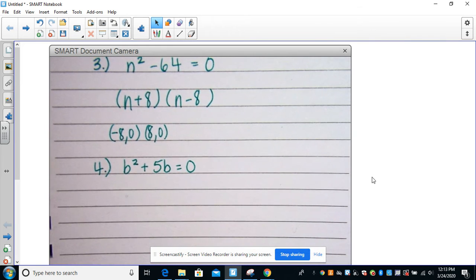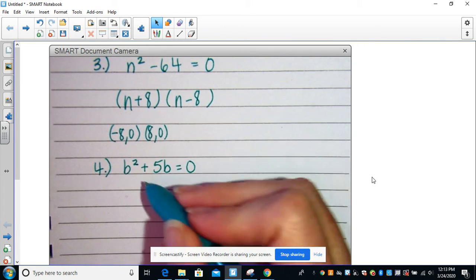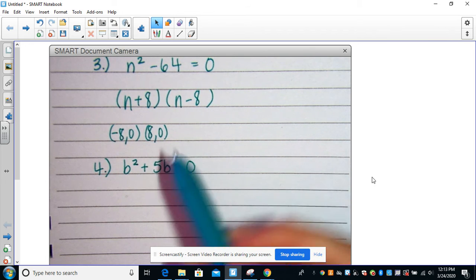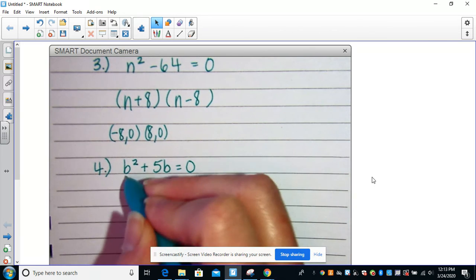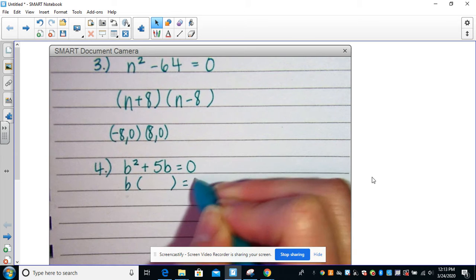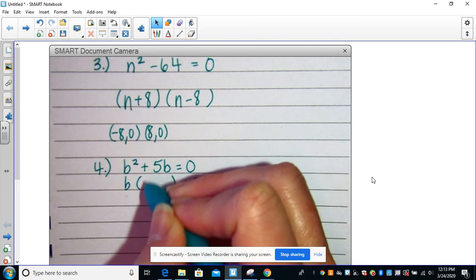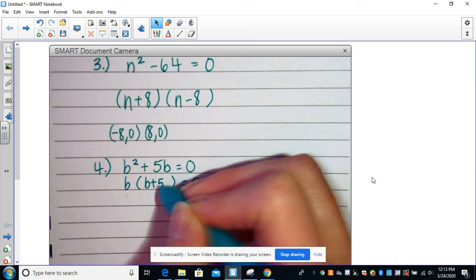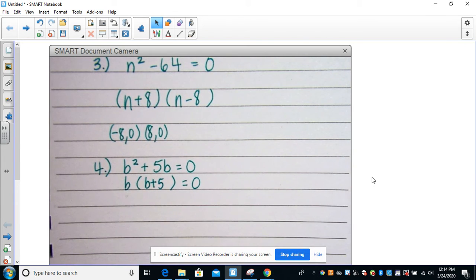I skipped number 2 because it was a lot like number 1. And this one, number 4, it also looks a little different. Notice that we can factor out a b out of both parts. So a b out of b squared is still a b, plus, and a b out of 5b is a 5. Now we have 2 parts.